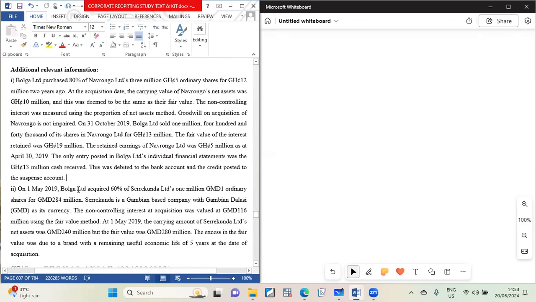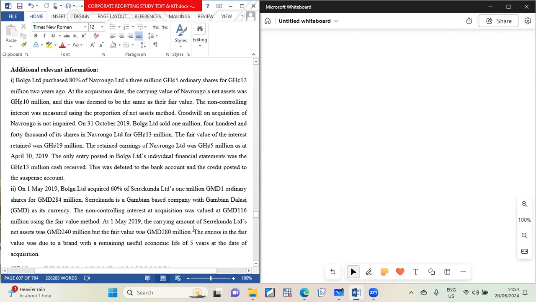On May 2019, Bolga acquired 60% of Serekunda, so that makes it 80 and 60, so that is 2 subsidiaries. 1 million GMD1 ordinary shares for 284 million. Serekunda is a Gambian-based company with the Gambian Dalasi as its currency. So the NCI at acquisition was valued at 116 million Dalasi, using the fair value method. The other one was the proportionate method. This one is the fair value method.